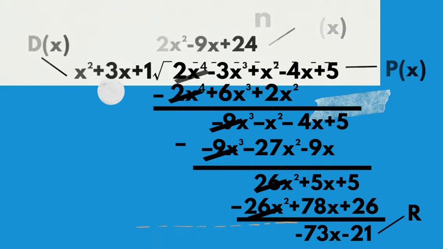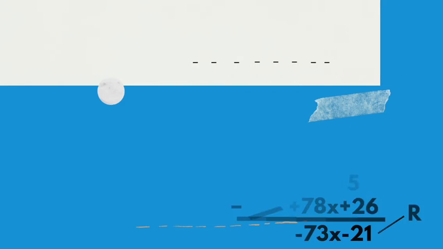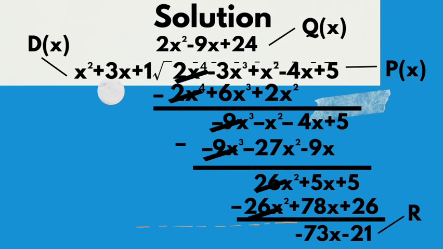Now, minus 9x in the quotient is going to multiply all the terms under the divisor. And that is minus 9x multiplied by x squared. That gives us minus 9x cubed. Minus 9x multiplied by 3x gives us minus 27x squared. Minus 9x multiplied by 1 gives us minus 9x. Now, when we introduce the negative sign again, minus 9x cubed will cancel out.